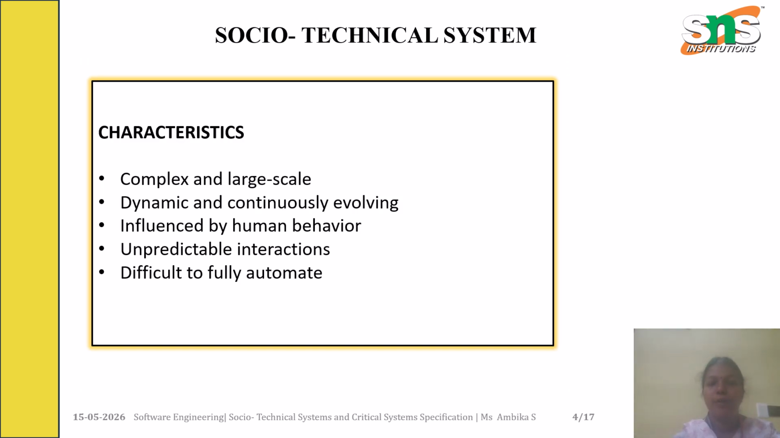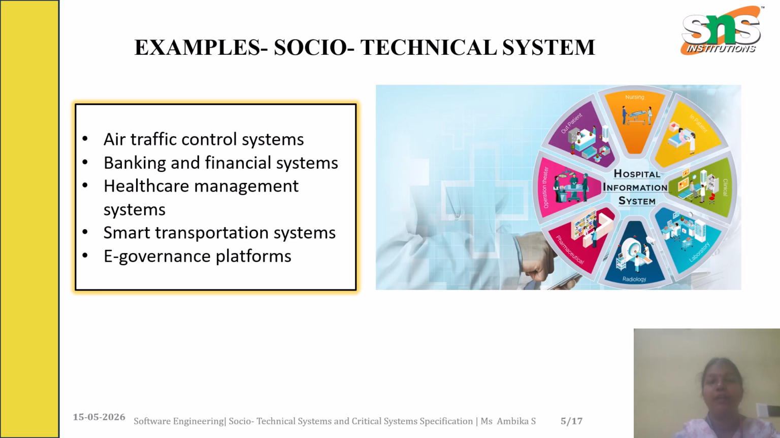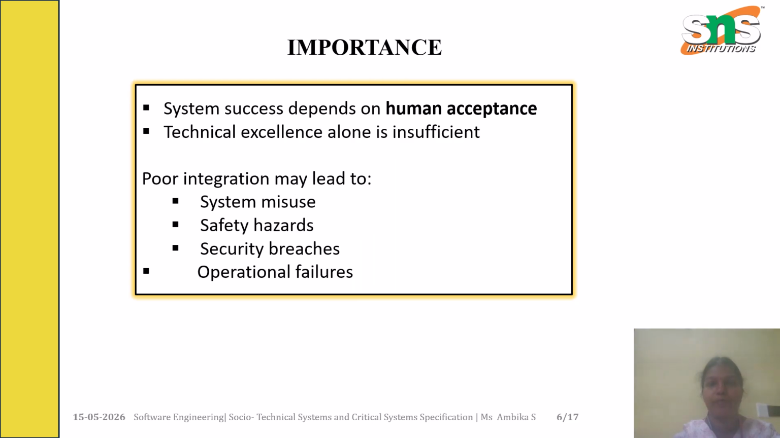Characteristics. They are complex and large scale, dynamic and continuously evolving, influenced by human behavior, and the interactions will be unpredictable. It is also difficult to fully automate. Examples: air traffic control systems, banking and financial systems, healthcare management systems, smart transportation systems, and e-governance platforms are examples of socio-technical systems.